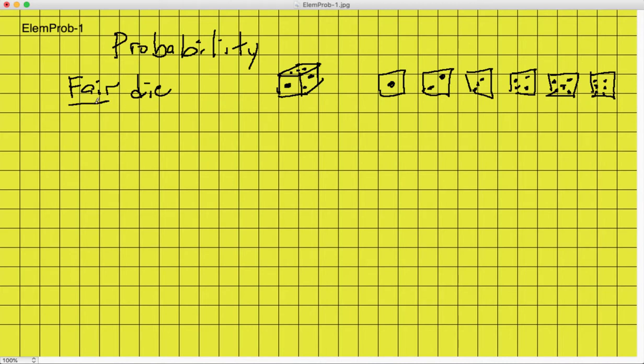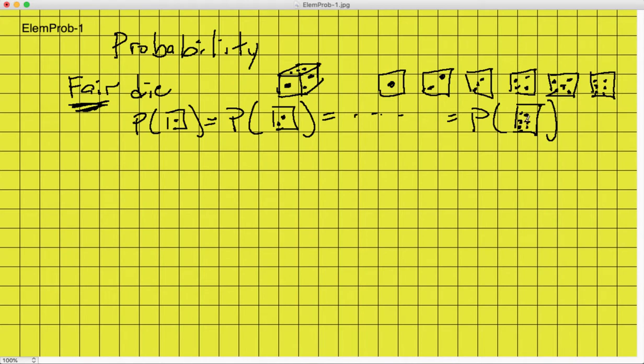When we say that it's a fair die, it means that the probability of any one of these happening is the same. So basically that means that P of this is equal to P of this, and I'm not going to draw them all, but it would be equal to P of this. Okay, the probabilities are all equal. We're going to develop some of the rules of probability as we look at this particular example.